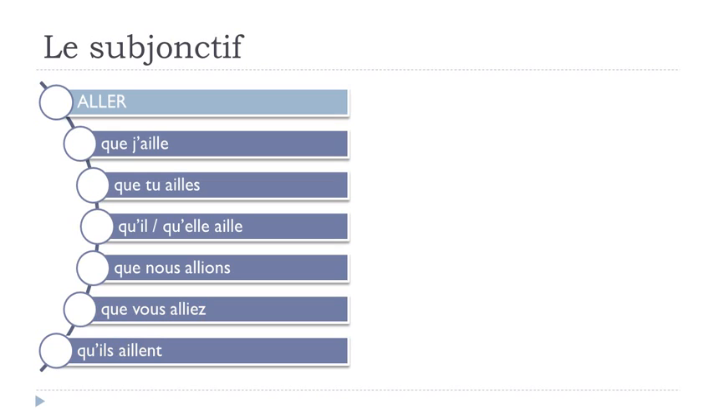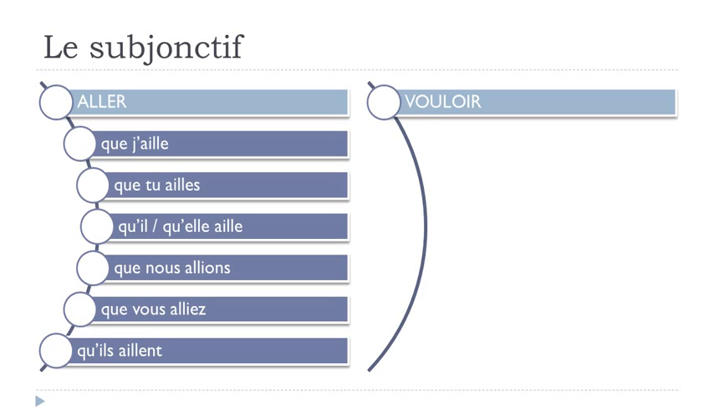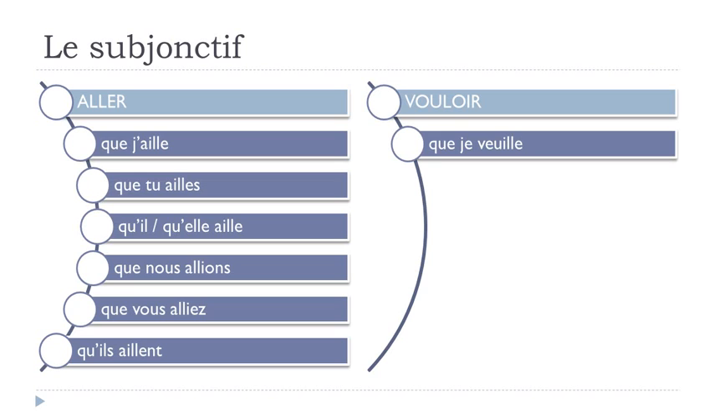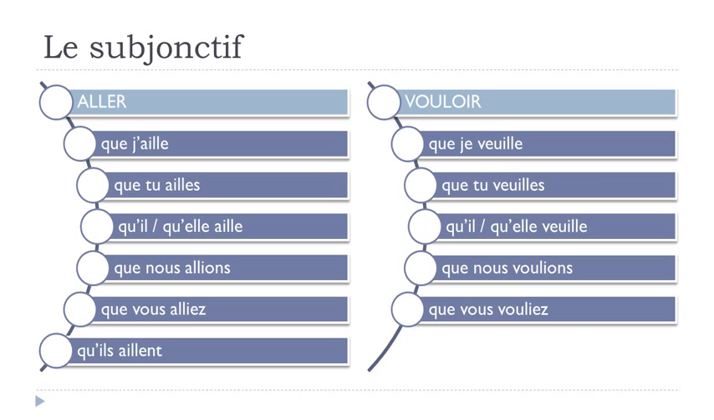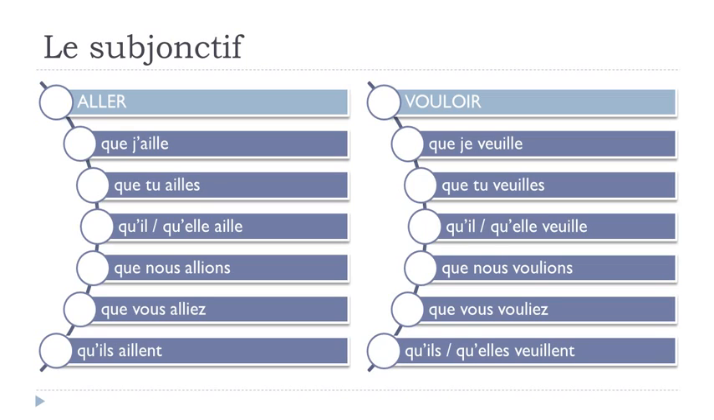All right, and so the other tricky verb is vouloir, to want: que je veuille, que tu veuilles, qu'il veuille, qu'elle veuille, que nous voulions, que vous vouliez, qu'ils veuillent, qu'elles veuillent. Same thing here. We'll have a quite important difference between je, tu, il, and nous, vous.